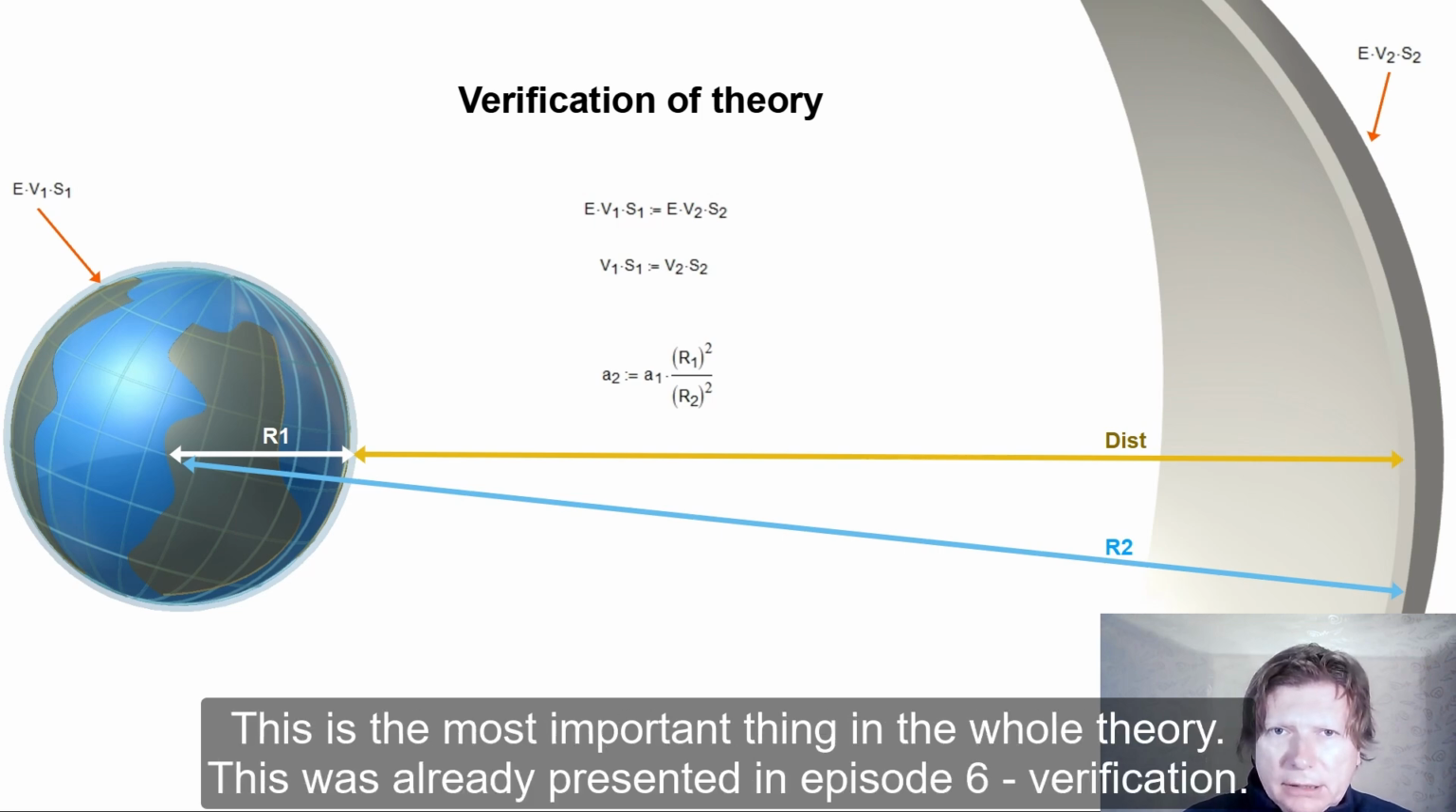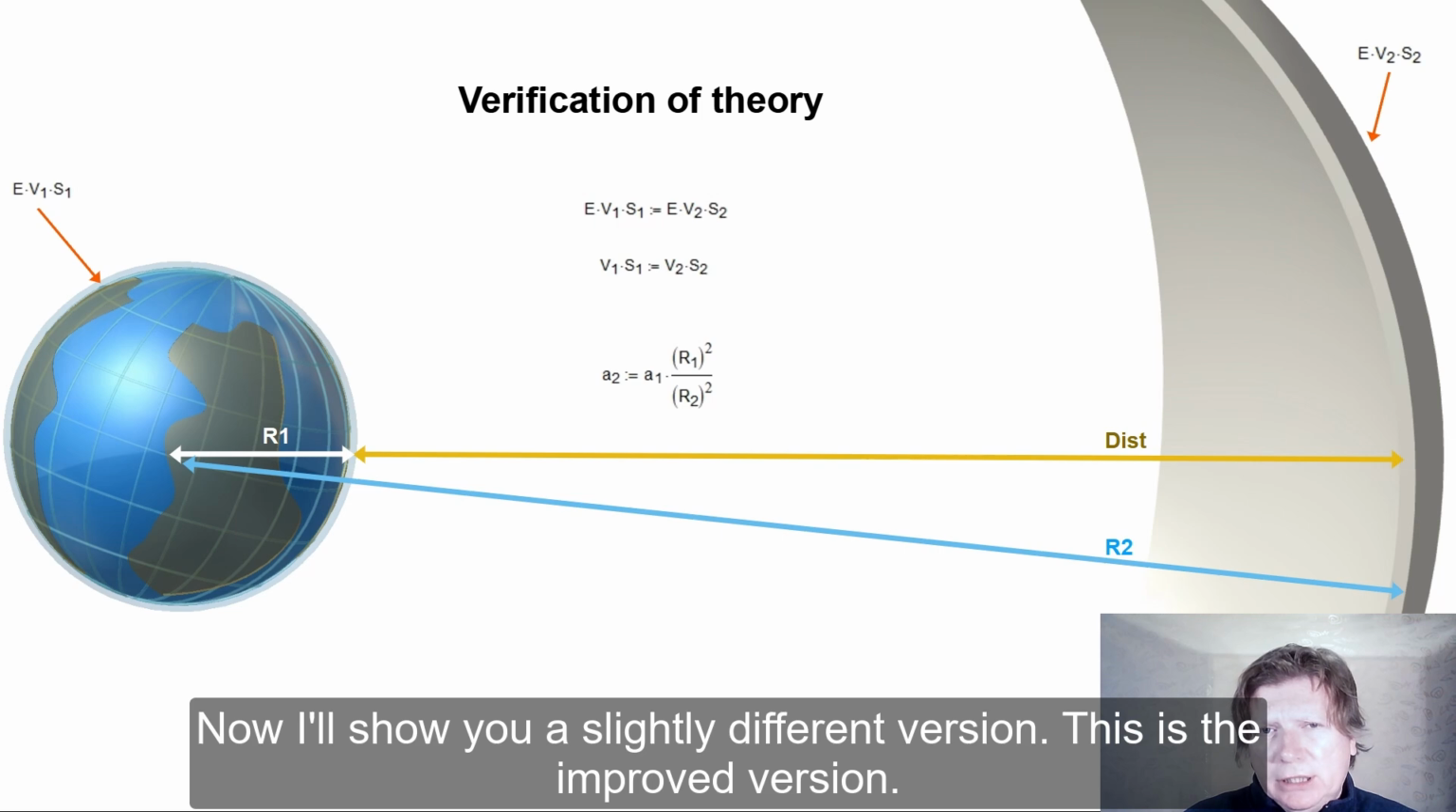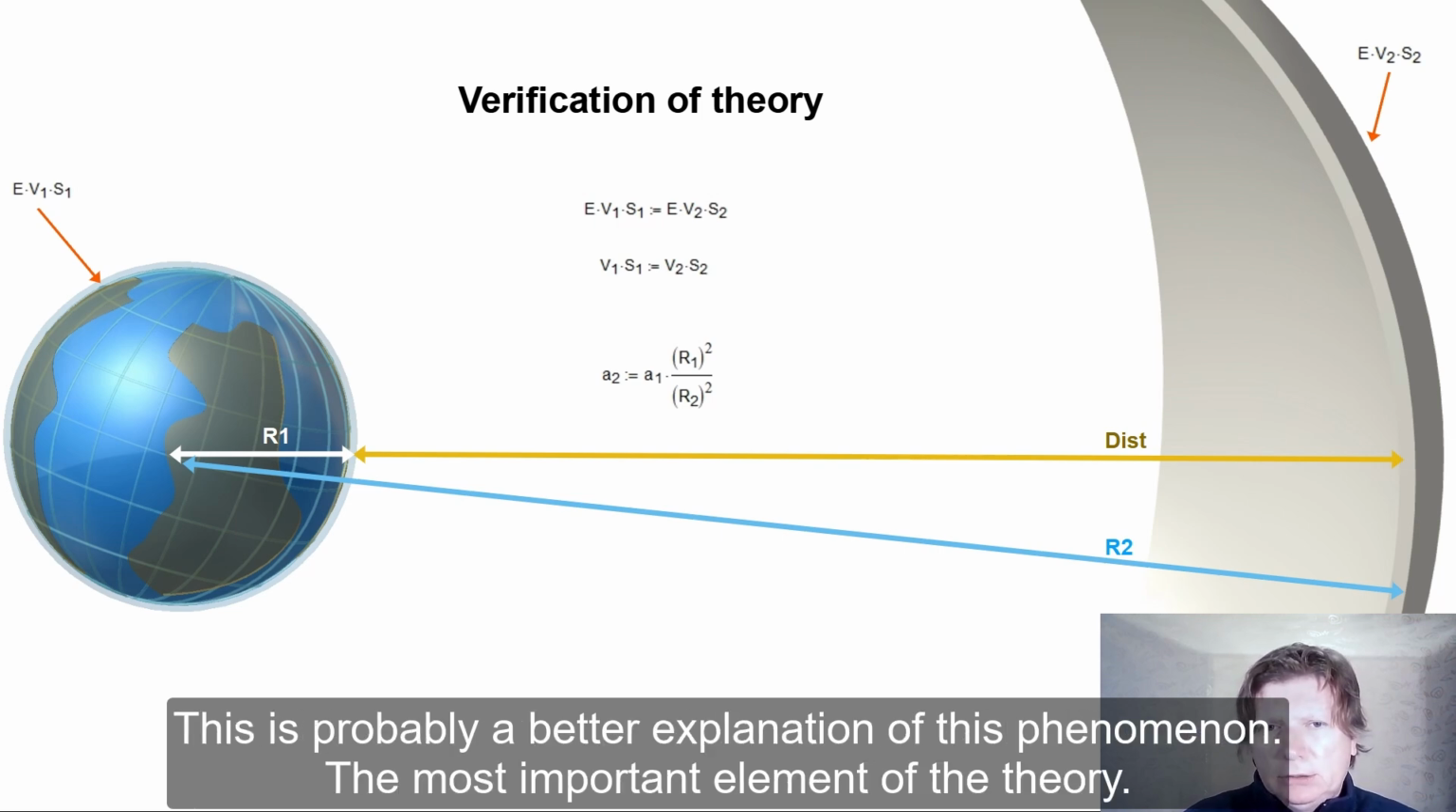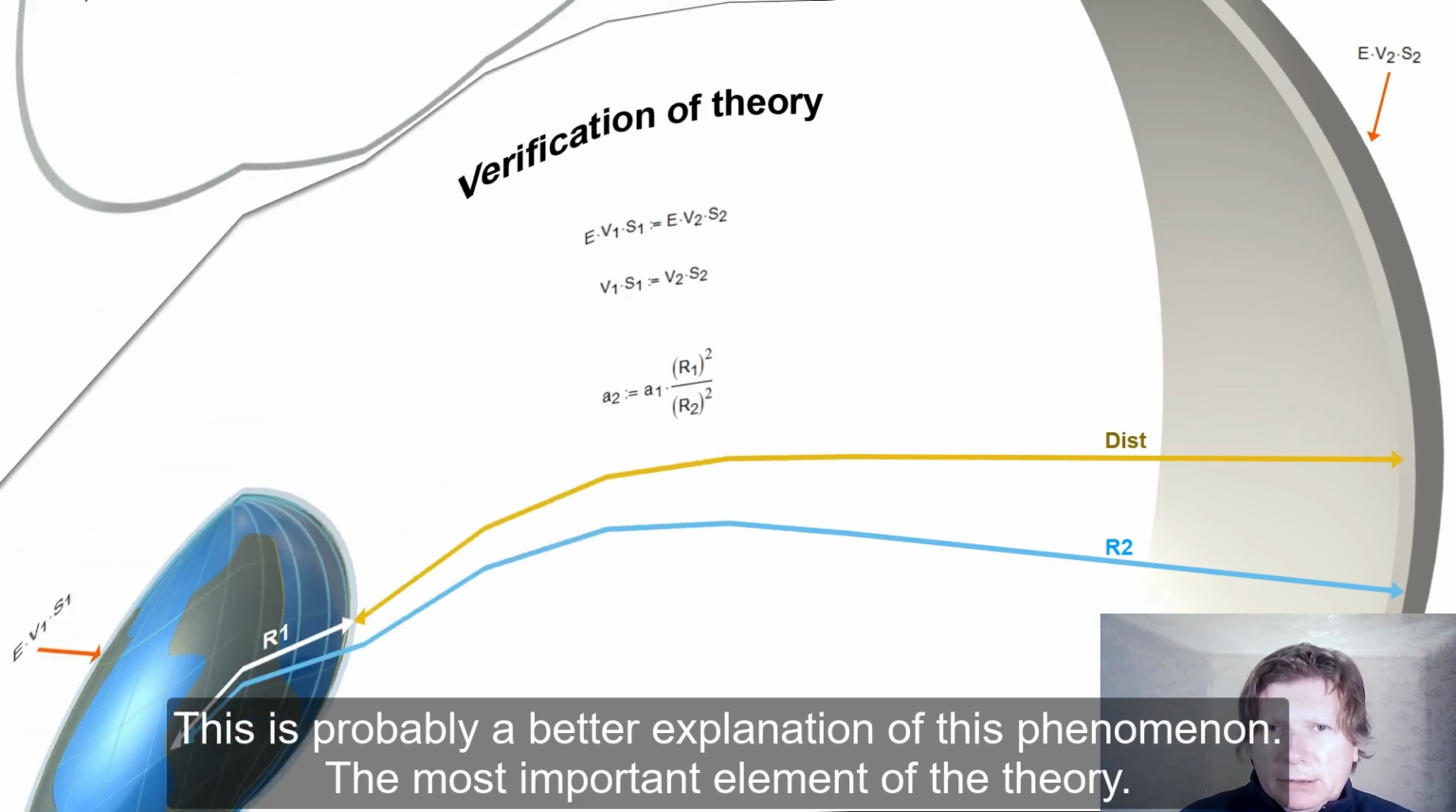This is the most important thing in the whole theory. This was already presented in episode 6, verification. Now I'll show you a slightly different version. This is the improved version. This is probably a better explanation of this phenomenon. The most important element of the theory.